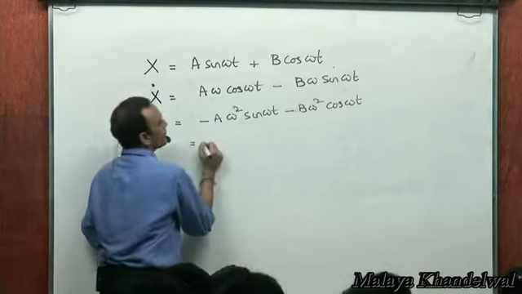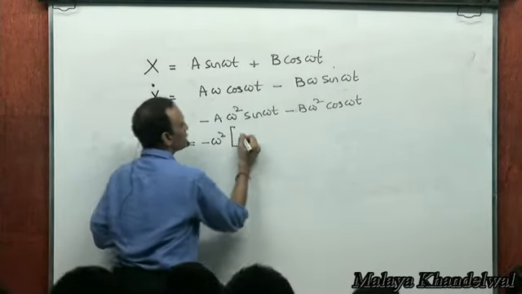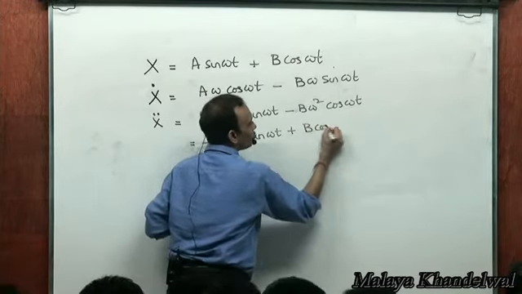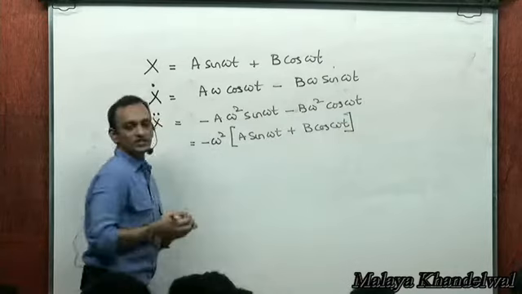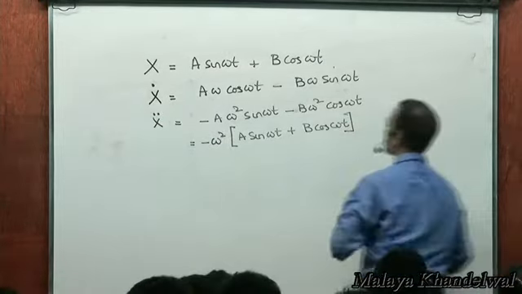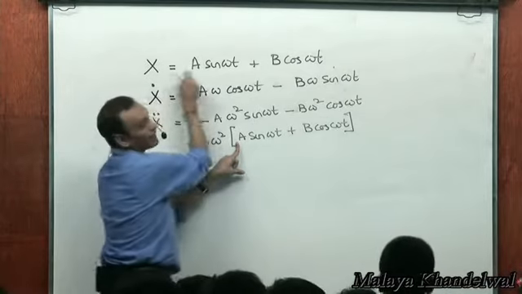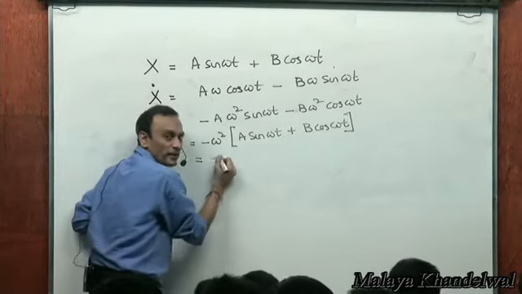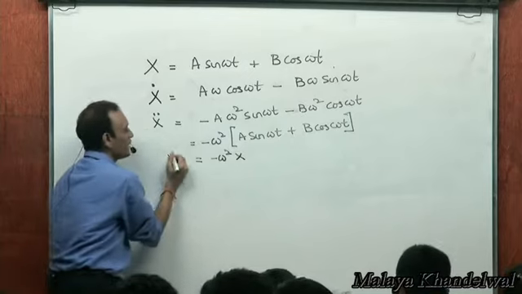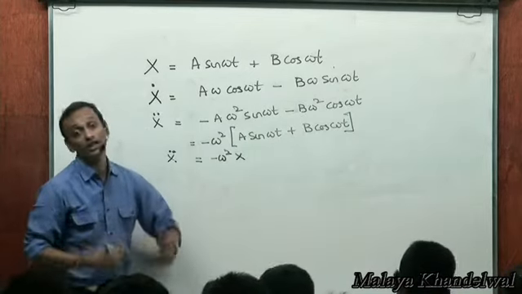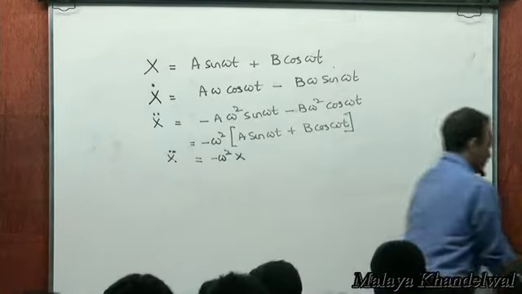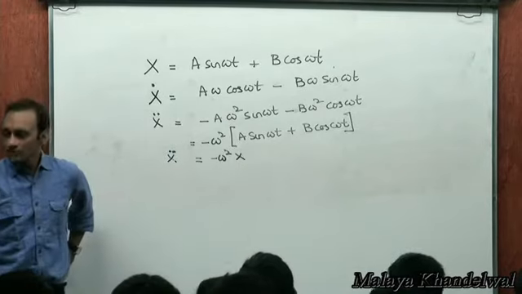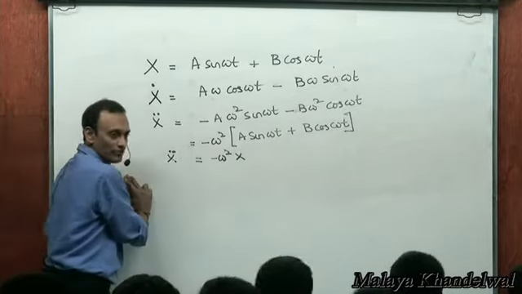Now if you took minus omega squared common from this, then you get a sin omega t plus b cos omega t is what appears here, right? Hey, but a sin omega t plus b cos omega t is x. So then this turns out to be minus omega squared x. Therefore the motion is simple harmonic, right? Sounds all right, right? Can I wipe this off?